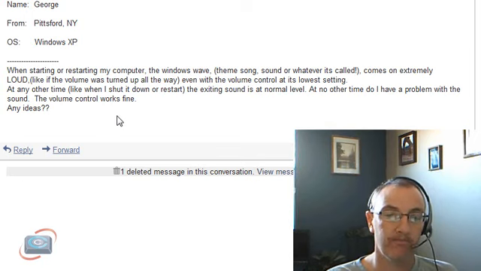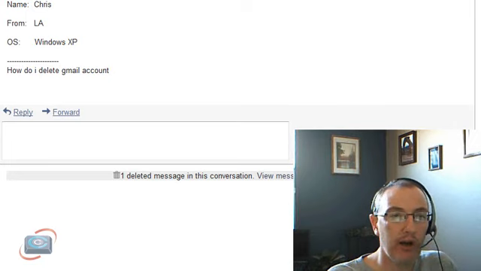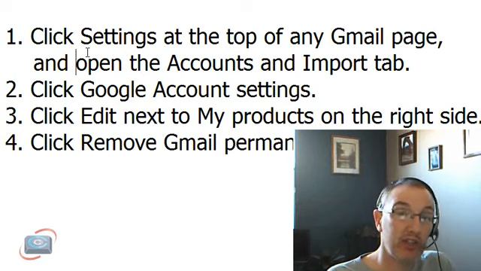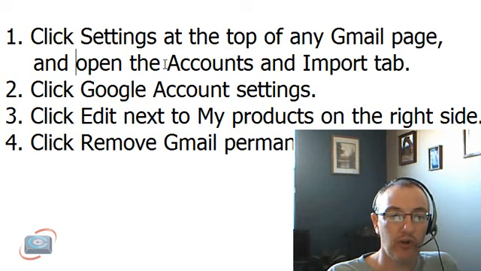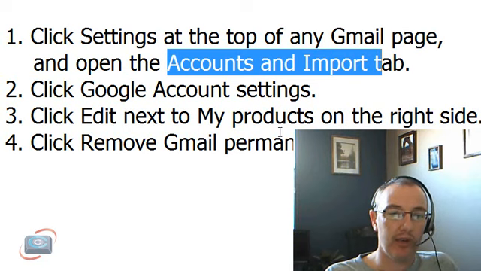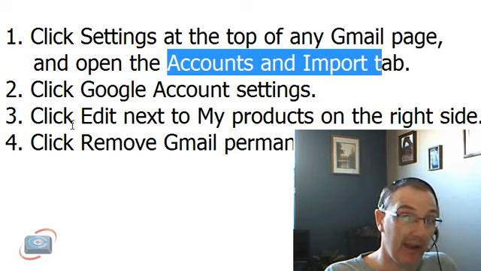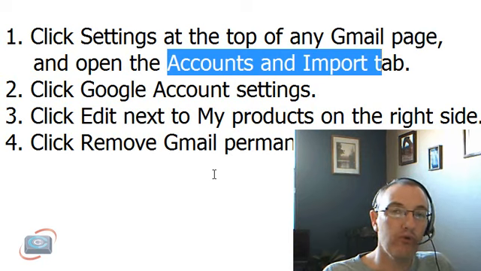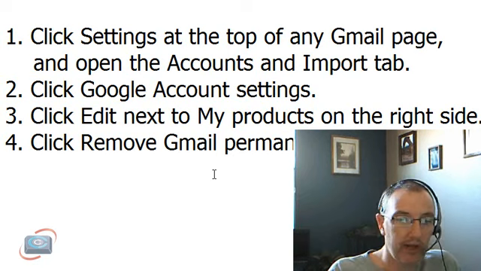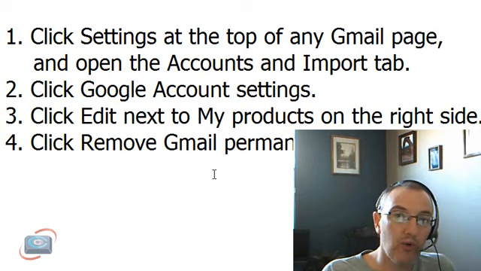Chris, to delete your Gmail account, log in to Gmail, and then at the upper right hand side click on Settings, and under Settings you're going to go to Accounts and Import, and from there go to Google Account Settings, click Edit next to My Products, and then you're going to click Remove Gmail Permanently right in that same area. So I'll leave that there for a few seconds. This is directly from the Google Help page, and it will get you to where you can cancel your account.